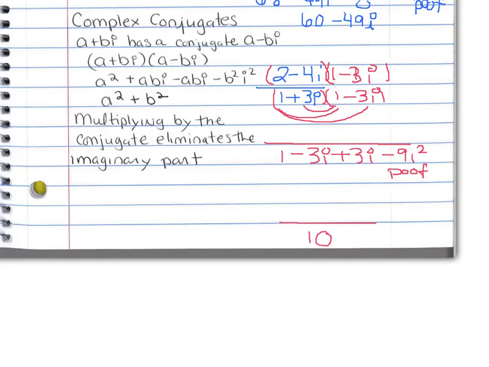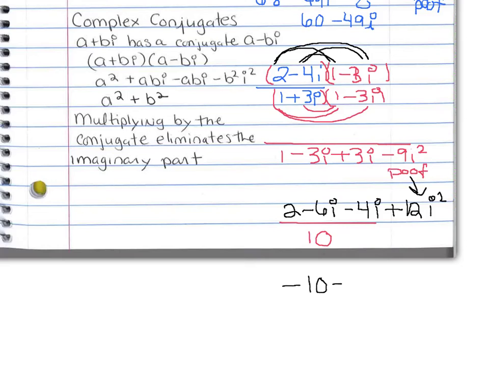To work out the top of the complex number, first is 2 times 1, outside is negative 6i, inside is negative 4i, and last is 12i squared. And as soon as you see that i squared, same thing happens. Poof, it becomes negative 1, resulting in 2 minus 12, which is negative 10, minus 10i, over positive 10. All of these are divisible, so this final answer is negative 1 minus i.